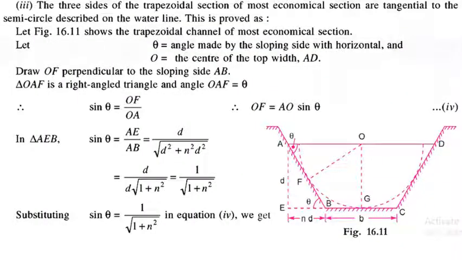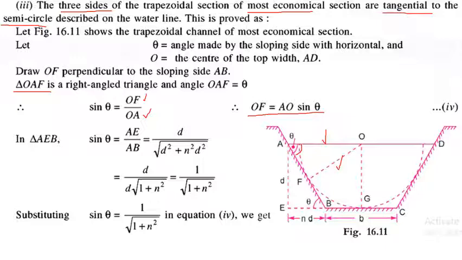So the three sides of the most economical section are tangential to the semicircle. That is what we have to prove. Three sides, if they are most economical, then they are tangential to the semicircle. So if we consider the right angle triangle OAF, sine theta is equal to opposite side by hypotenuse. The opposite side is OF, which is this side, and hypotenuse is OA. So OF by OA. So OF is equal to AO sine theta.